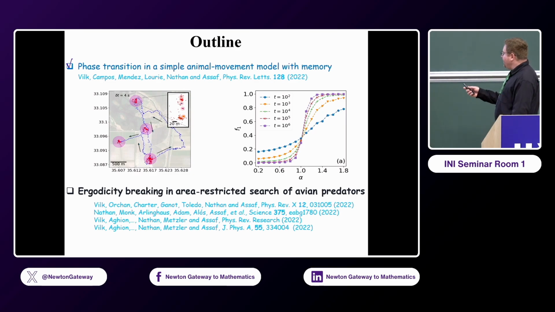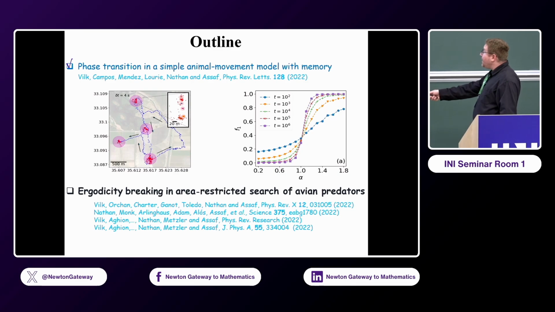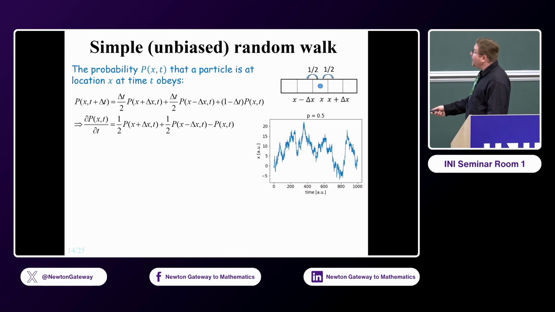Good. Next part of the talk is ergodicity breaking in area restricted search of avian predators.